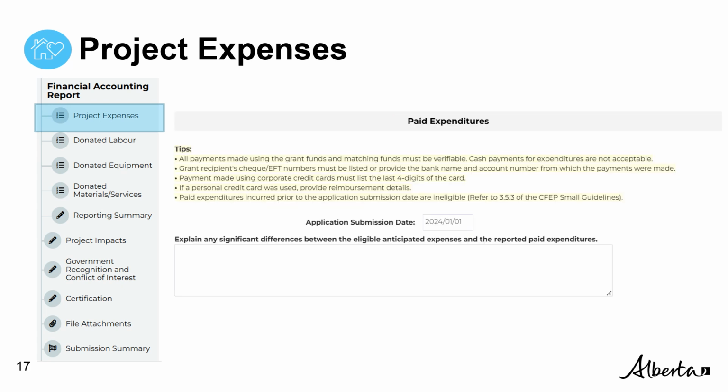The Paid Expenditures section is where you will provide a breakdown of all payments made using the grant funds and matching funds. Please carefully read the Tips section and make note of the application submission date, as any paid expenditures incurred prior to the application submission date are ineligible. You can also explain any discrepancies between the eligible anticipated expenses and the actual paid expenditures.